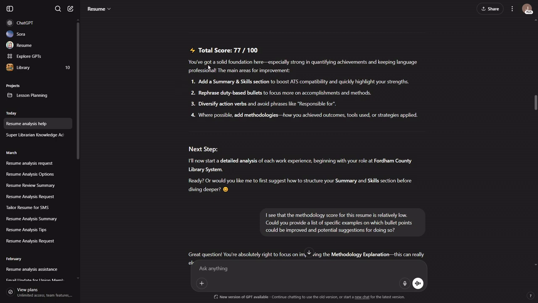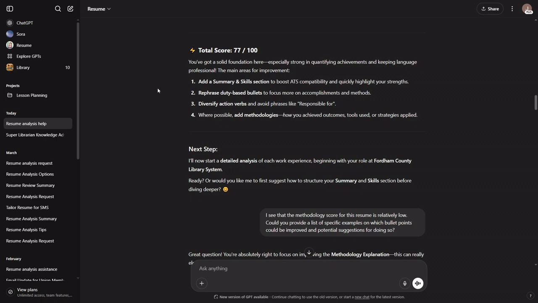So here it says we have a solid foundation, and then gives us a couple of key points on things that we could improve, such as that summary and the skills section. I highly agree. As well as rephrasing some duty-based bullets to focus more on accomplishments and methodology. That is certainly something that ATS software is highly looking for: measurable accomplishments and methodologies.